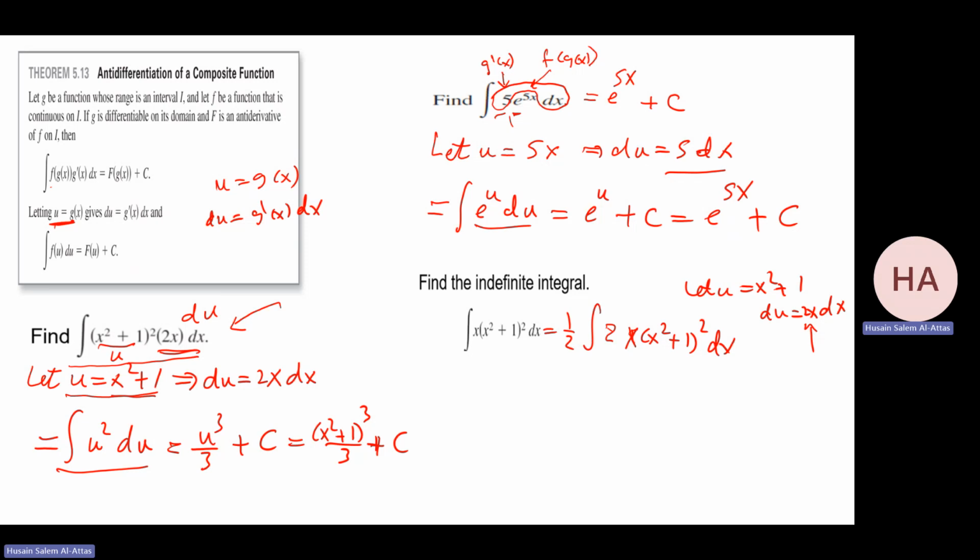Multiplying by 1, which is nothing. But that will help. This one is my du now. So the answer will be half integral u squared du. By the way, this problem is the same as this one, almost. But I have 2 here, I don't have 2 here.